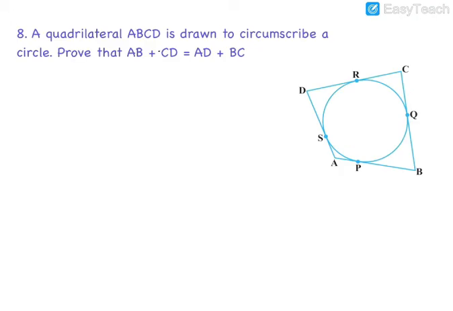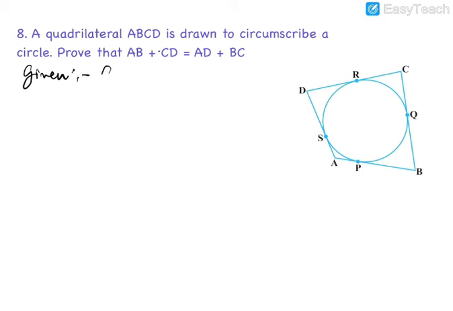Question number 8. A quadrilateral ABCD is drawn to circumscribe a circle. Prove that AB plus CD is equal to AD plus BC. The word circumscribe means that a circle is drawn inside a quadrilateral such that it touches the sides of the quadrilateral. So here we have quadrilateral ABCD touching the circle at points P, Q, R and S.